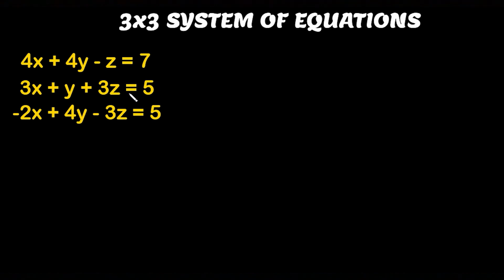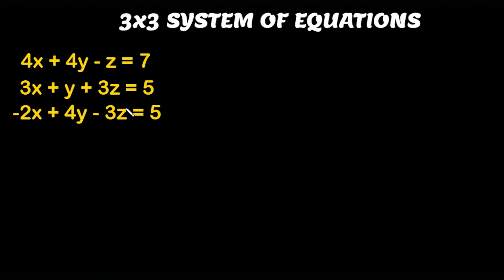But if you can solve a 2x2 system of equations, you can definitely solve a 3x3 system of equations. There's just some more steps involved, all right? So the main goal when you are solving a 3x3 system of equations is to bring it down to a 2x2 system of equations. By bringing it down to a 2x2 system of equations, you're then going to solve it just like you normally would with a 2x2. So how do we do that?